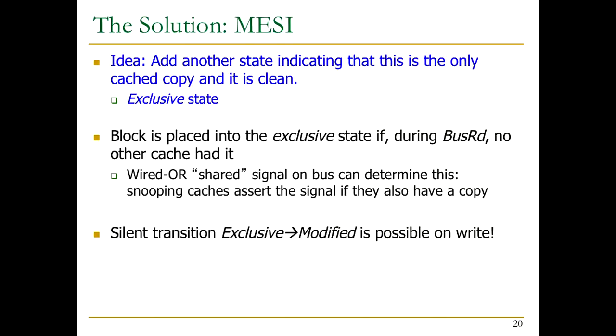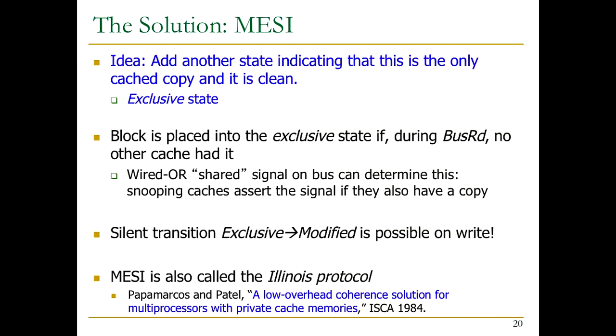Okay. So now we've enabled this: if the cache later wants to write to that block, you can silently go from exclusive to modified without notifying anyone. There's no need for invalidation because you know that you have the only copy in the system, other than the memory, of course. This is also called the Illinois protocol because it was developed at University of Illinois by Janak Patel and one of his master's students. It's a beautiful paper that I recommend, actually.